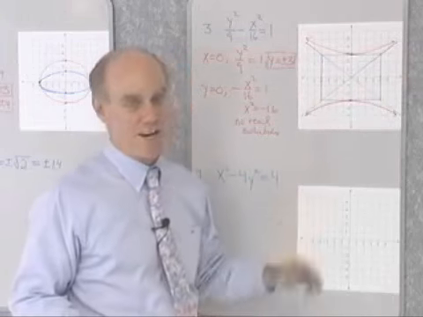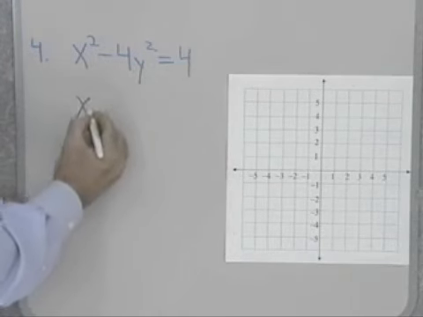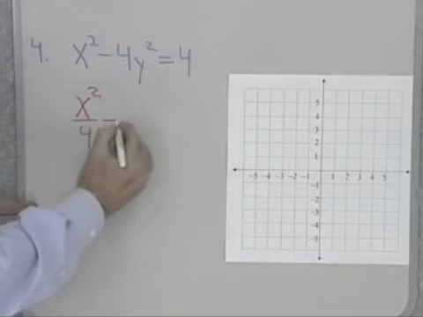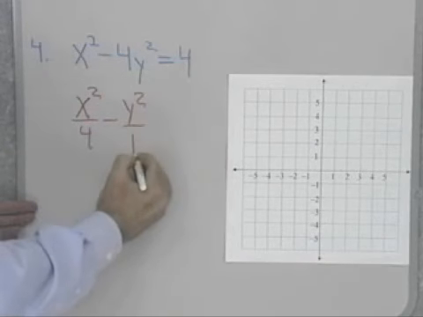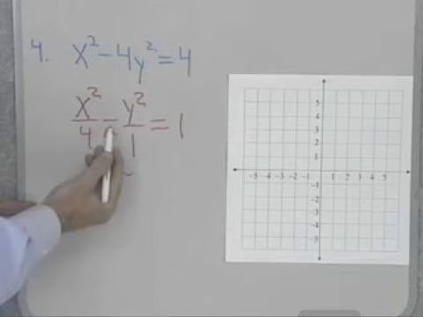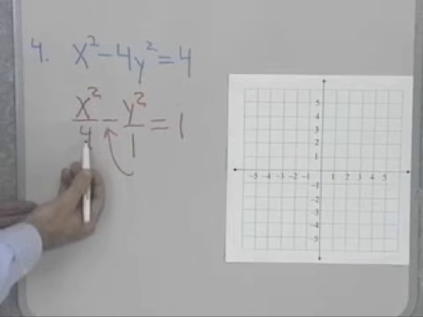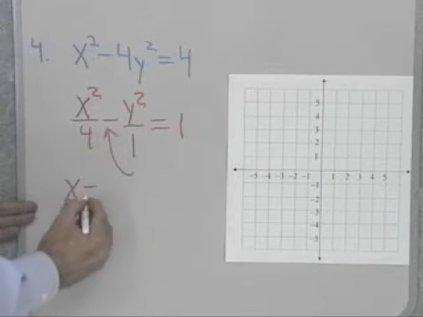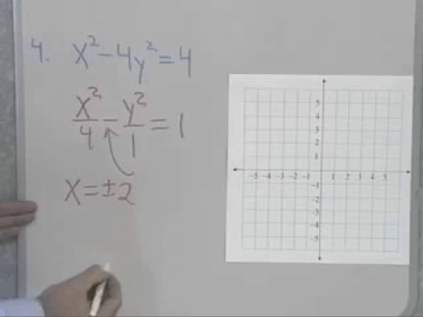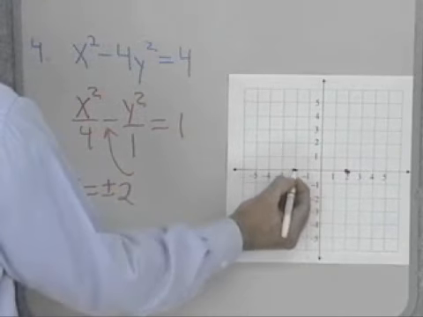Let's try another one of these graphs. I'll put this one in standard form by dividing both sides by 4. I have x squared over 4 minus y squared over 1 is equal to 1. Now because of the subtraction sign here, I know that this is going to be a hyperbola. Now I have x squared first divided by 4, so if I let y be equal to 0, x is plus or minus 2. So it's going to cross the x-axis at 2 and also at negative 2.